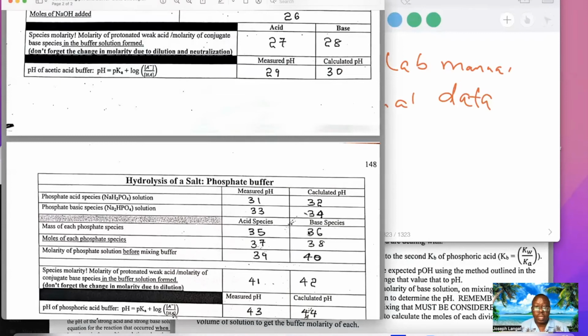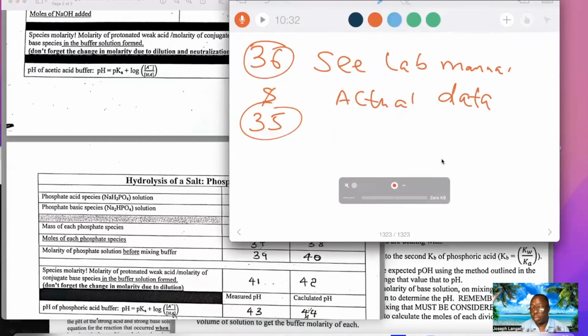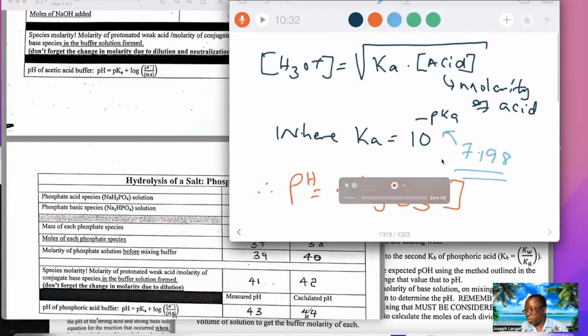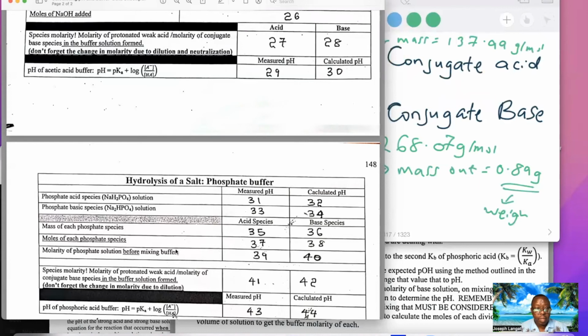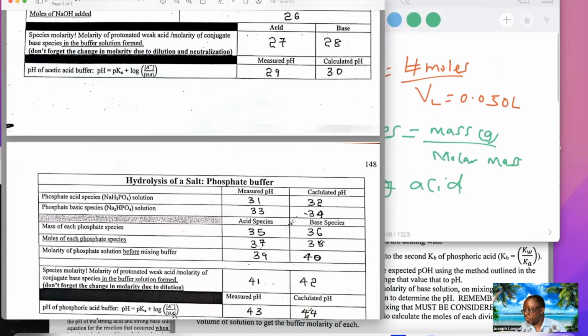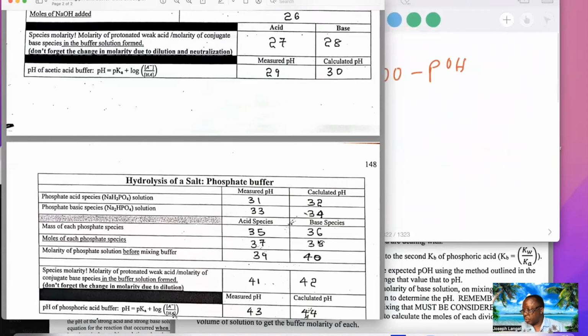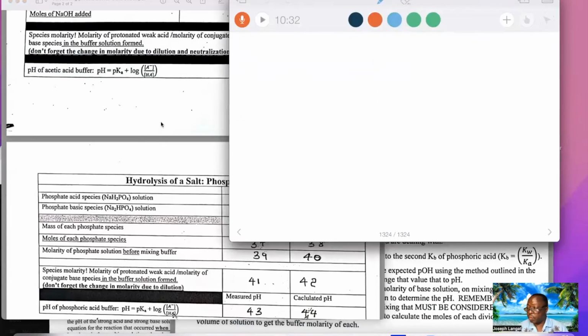It was suggested as 0.0. Remember which one is the base from here. Whatever you had recorded here is the conjugate base. And remember to record the exact mass, even though it is suggested 0.46, 0.89, you need to record the actual values here and here. Now, moles, number 37.